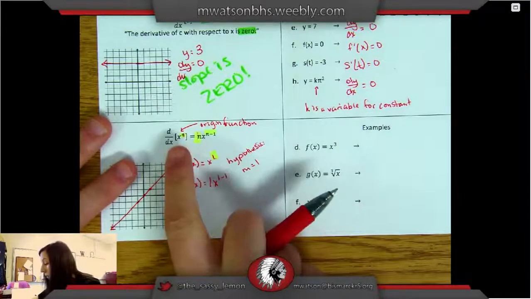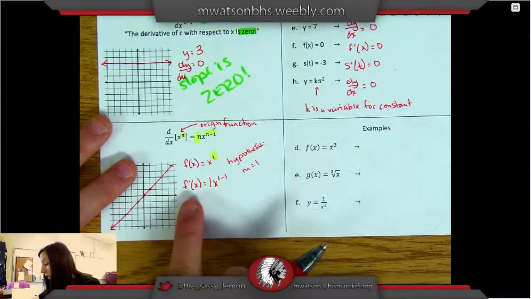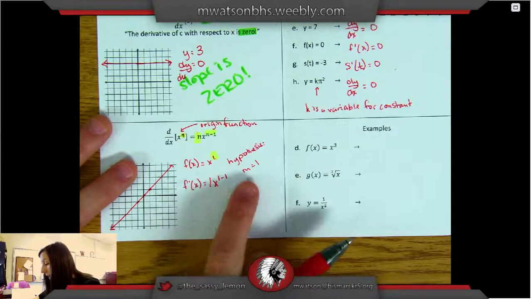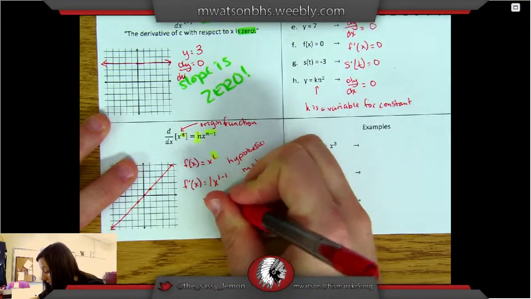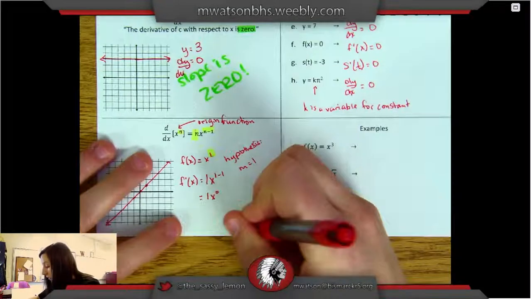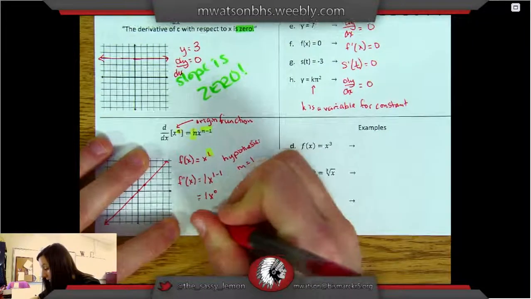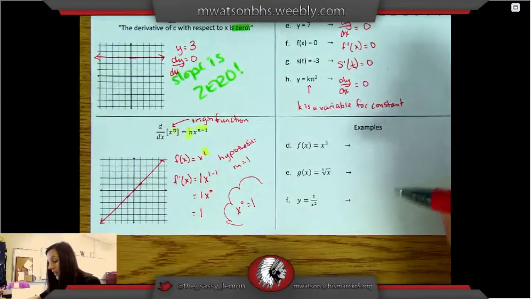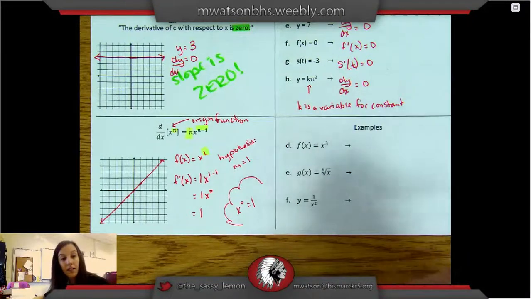So that's how we use this rule. X to the 1 equals, or the derivative equals, 1 times x to the 1 minus 1. Let's simplify that a bit. 1 times x to the 0. And hopefully you remember from algebra that anything to the 0 power equals 1. So the derivative is 1. Derivative is slope. So that matches our hypothesis.